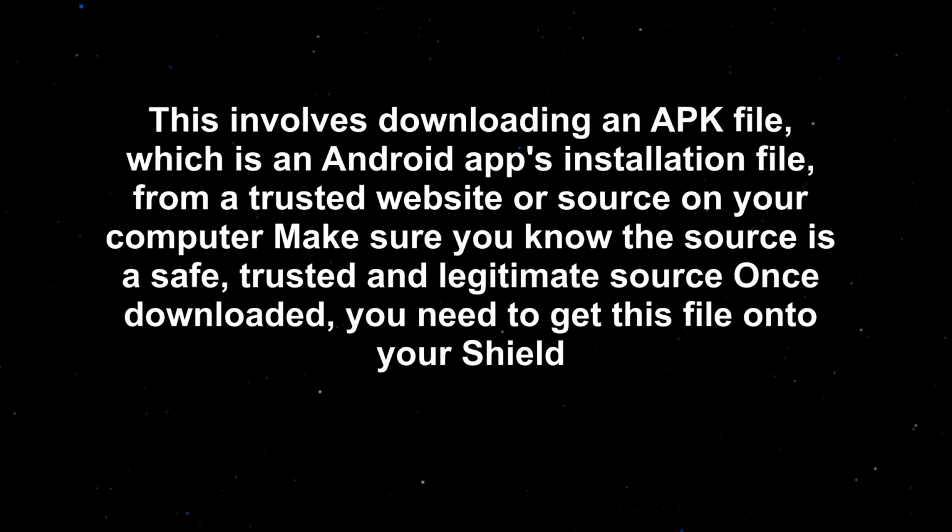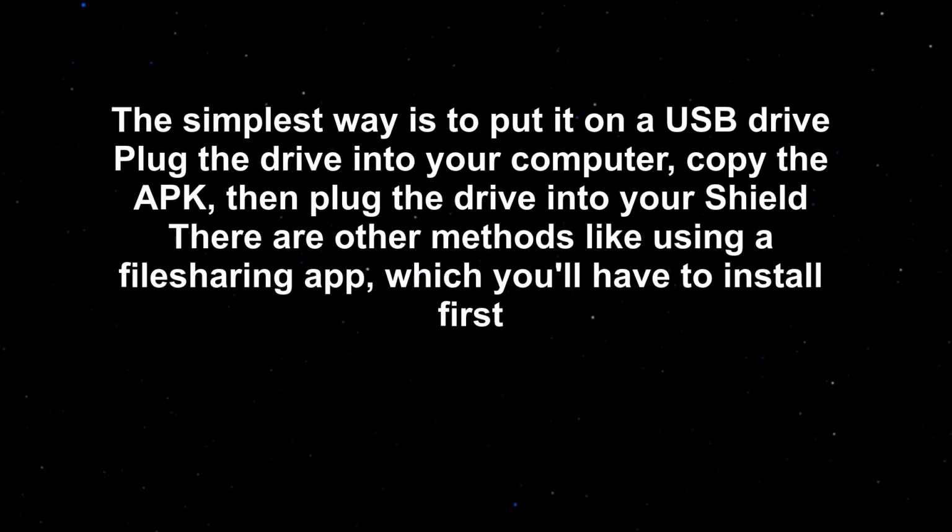Once downloaded, you need to get this file onto your Shield. The simplest way is to put it on a USB drive. Plug the drive into your computer, copy the APK, then plug the drive into your Shield. There are other methods like using a file sharing app, which you'll have to install first.